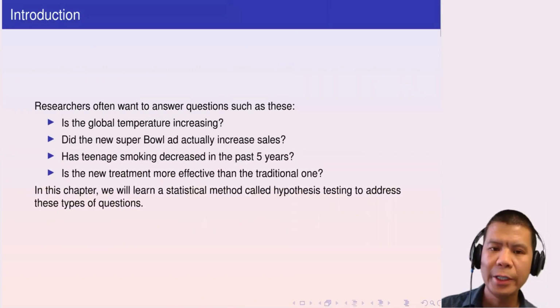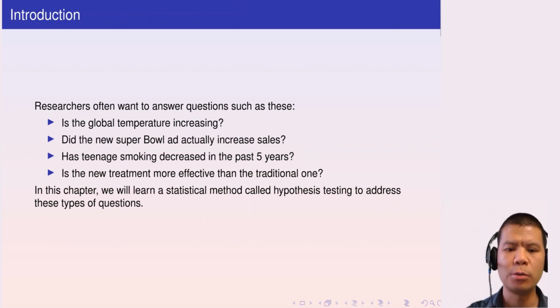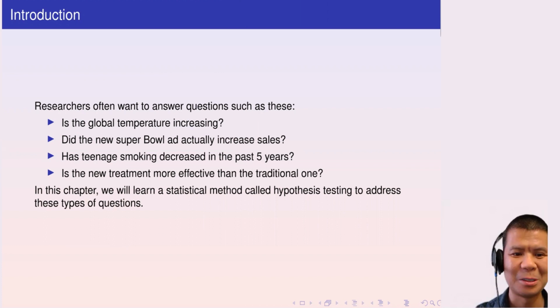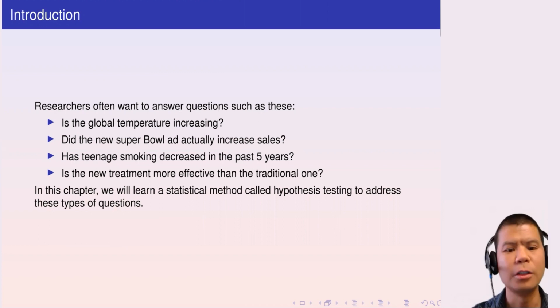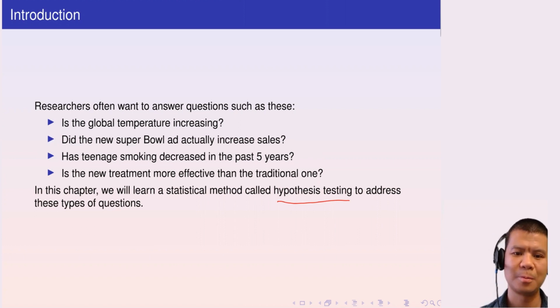Okay, so in many cases, we are interested in answering questions such as the following ones. Is the global temperature increasing? Did the new Super Bowl ads actually increase sales? Has teenager smoking decreased in the past 5 years? Is the new treatment more effective than the traditional one? These are types of questions we constantly have every day. And in this chapter, we will learn a statistical method called hypothesis testing to address these types of questions.